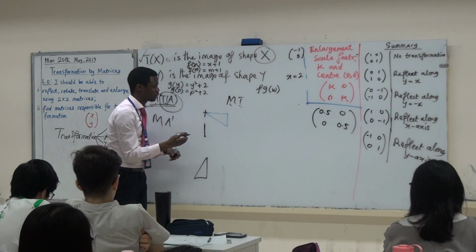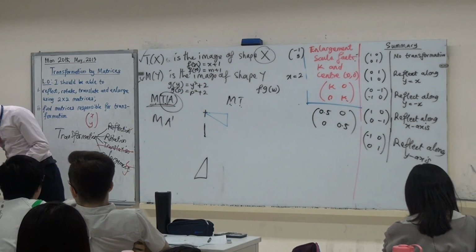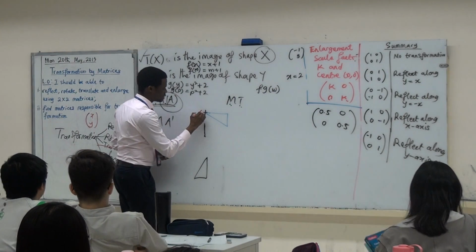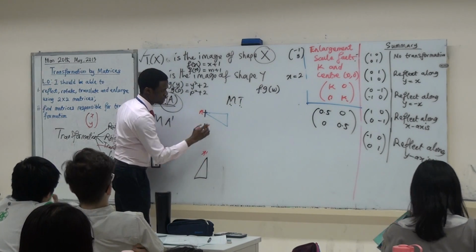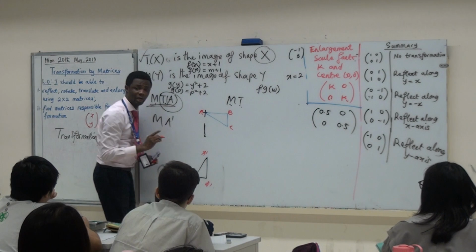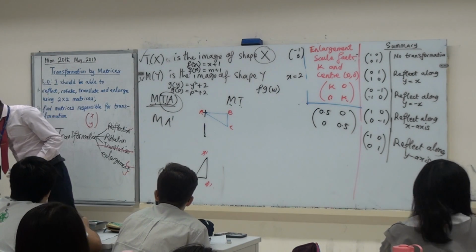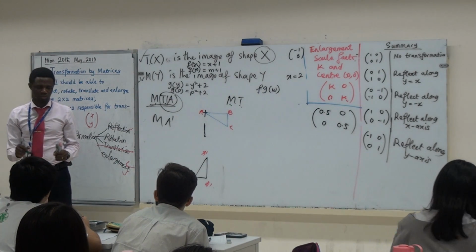Okay, look up please, quickly, look up. Now, if I call this point A, then this is A prime. If this is B, then this is B prime. And if this is C, then this is C prime. Agree? Right?